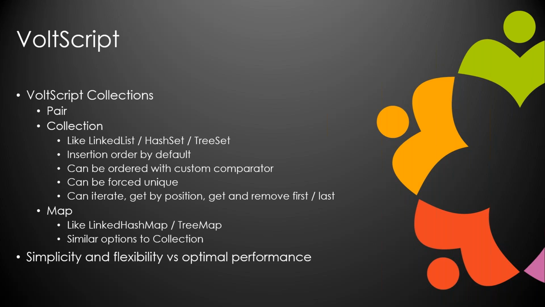The third parameter that it takes is whether or not the collection should be unique. And the fourth is whether or not the collection should be ordered based upon that comparator. So there's four parameters. The first is the type that it contains as a string. Second one, the comparator. Third is whether or not it's unique. And the fourth is whether or not it's sorted. And then you can iterate it. You can get elements by a particular position. You can get and remove first, get and remove last.